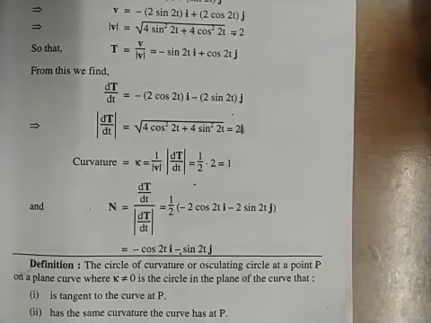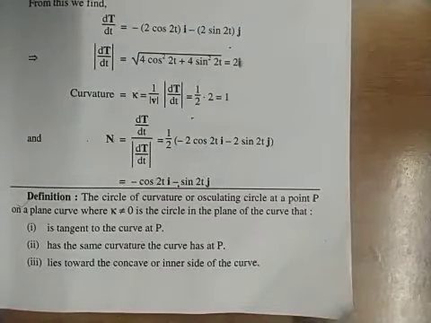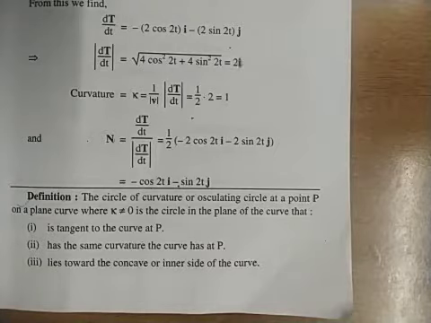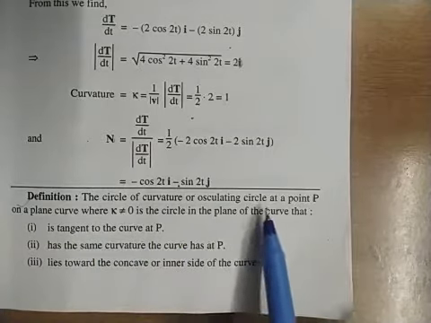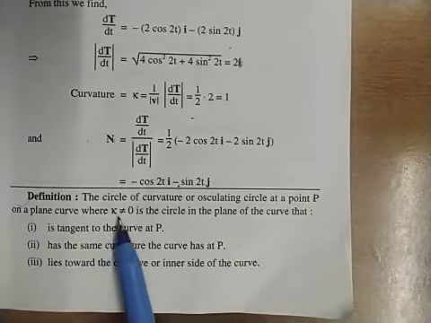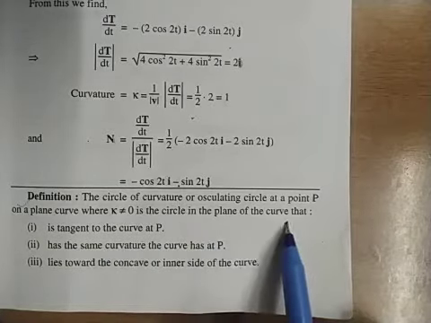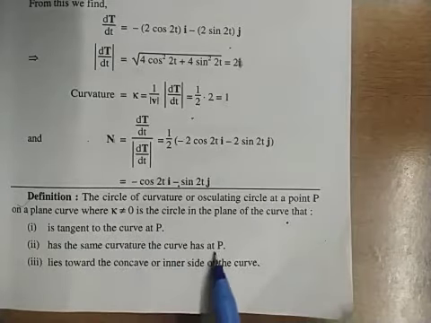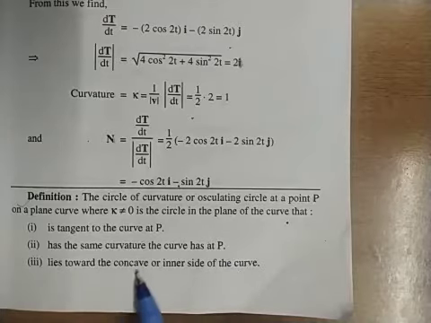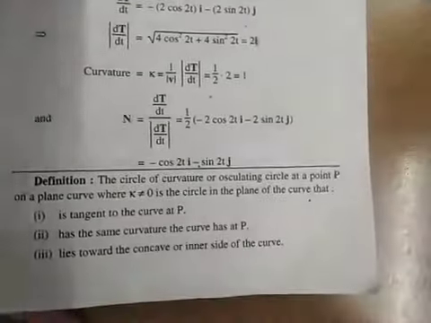Now next is a definition, the definition of circle of curvature, or we can say the osculating circle at a point P. The circle of curvature or osculating circle at a point P on a plane curve where curvature is not equal to 0 is the circle in the plane of the curve that is tangent to the curve at P, has the same curvature the curve has at P, and lies towards the concave or inner side of the curve. So let us see it graphically.